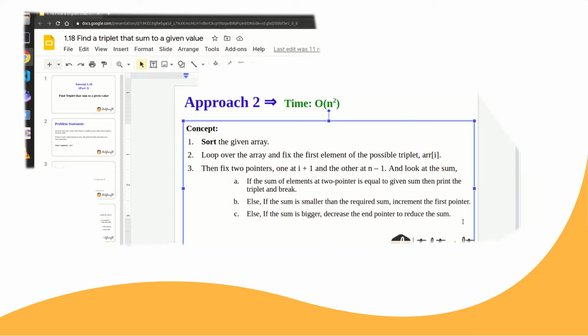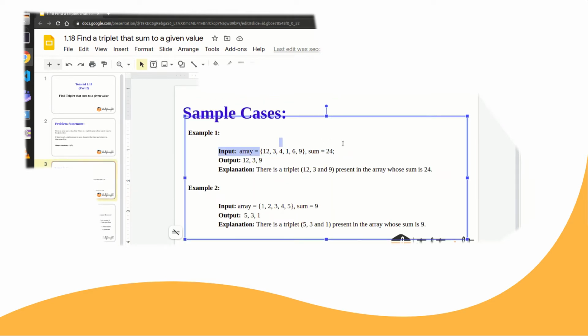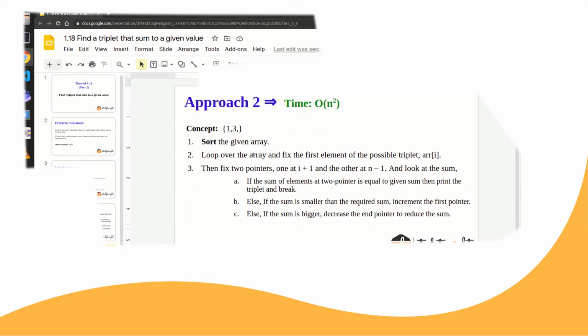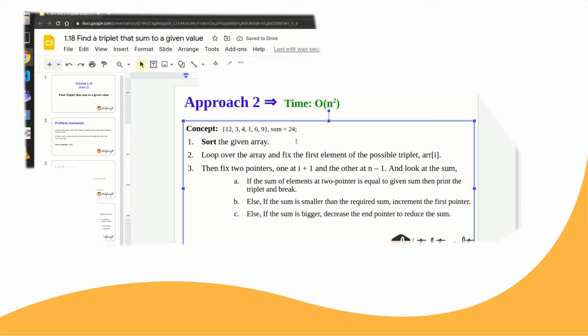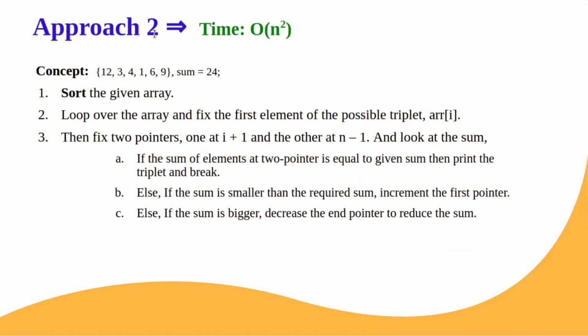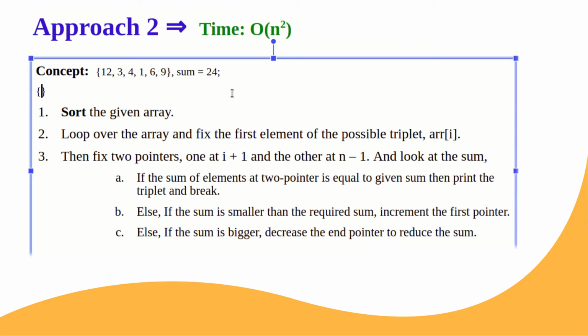Okay, so let's take an example here. Suppose this is the case. We first perform sorting, so just sort this input array. It will become 1, 3, 4, 6, 9, and then 12. Okay, we have sorted it.